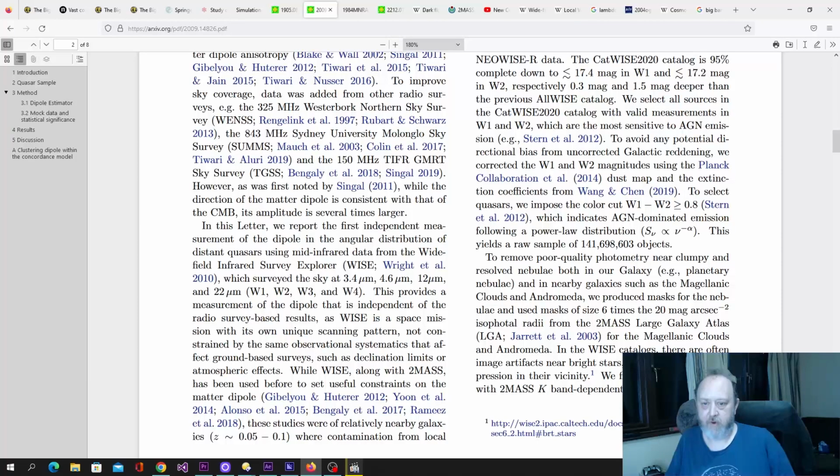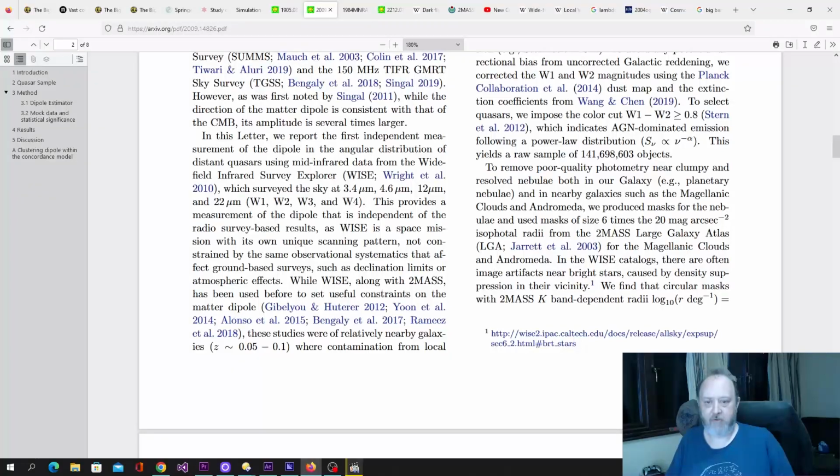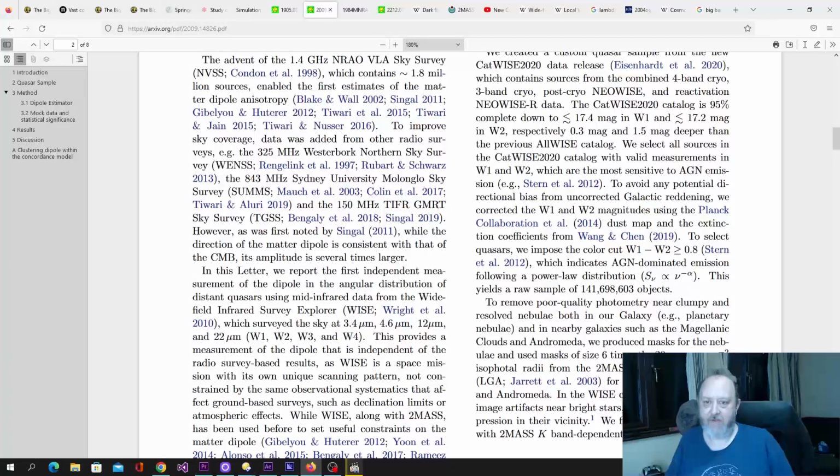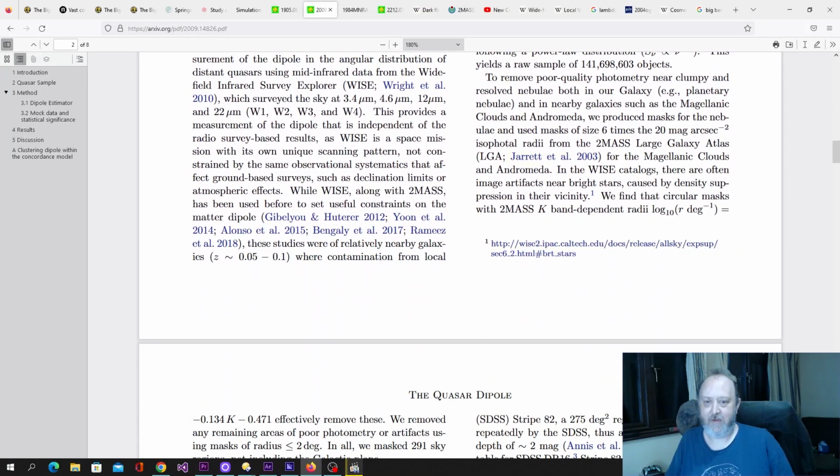To select quasars, we impose the color cut W1 minus W2 greater than a threshold, which indicates active galactic nuclei dominated emission followed by a power law distribution. This yields a raw sample of 141,698,603 objects. So, effectively, looking for lots and lots of active galactic nuclei from everything that the WISE mission has seen.